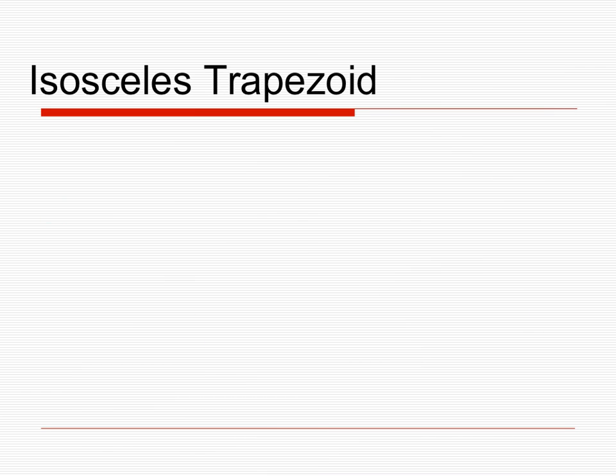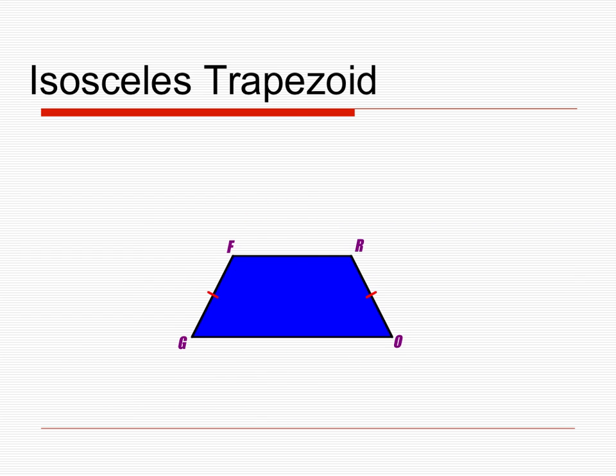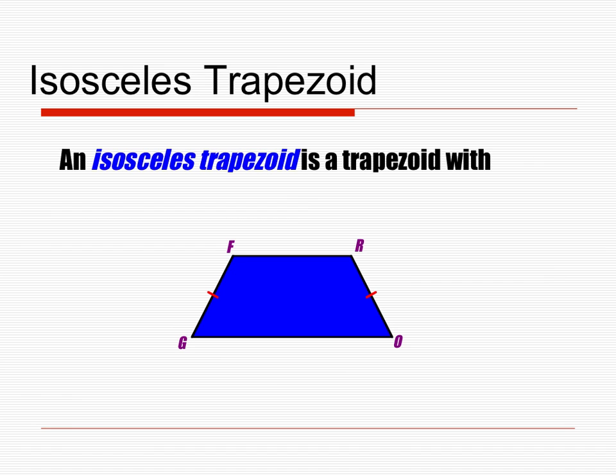Okay, moving on. There's also something called an isosceles trapezoid. So here's an example. Okay, what do you notice is different from before? Hopefully you notice those red tick marks. An isosceles trapezoid is a trapezoid, so it has all the same properties of a trapezoid: one pair of parallel sides, consecutive non-base angles are supplementary, but the legs are congruent. So FR and OG are the bases, because they're the ones that are parallel. FG and RO are the legs. They're going to be congruent.